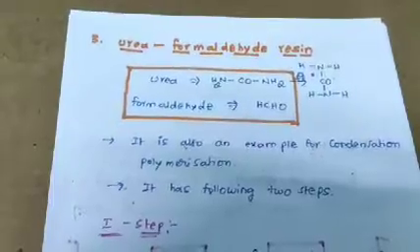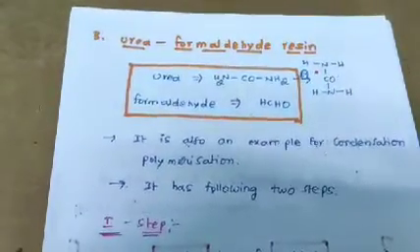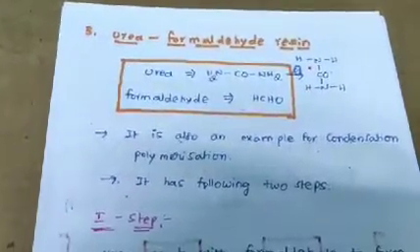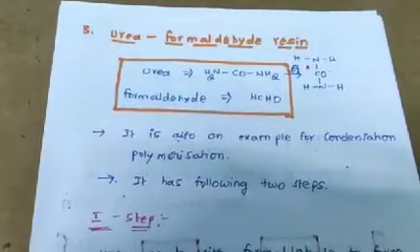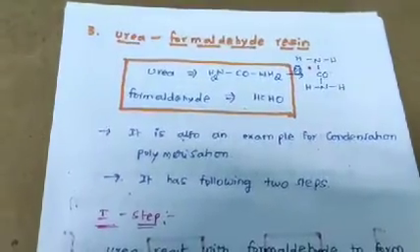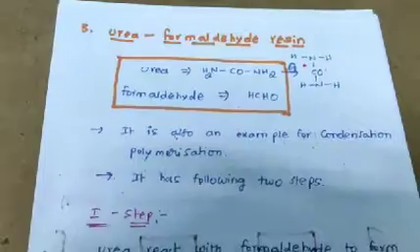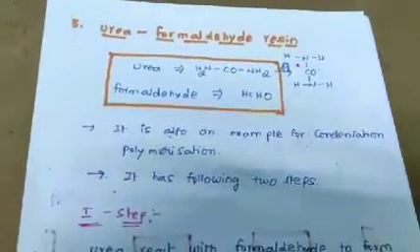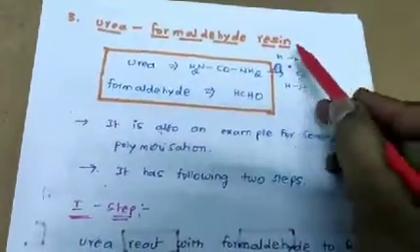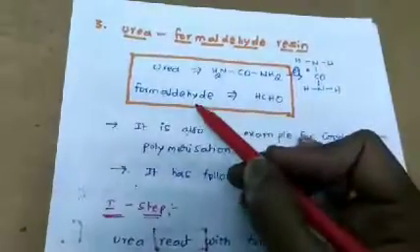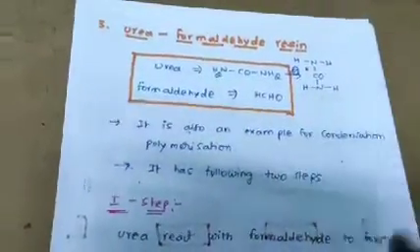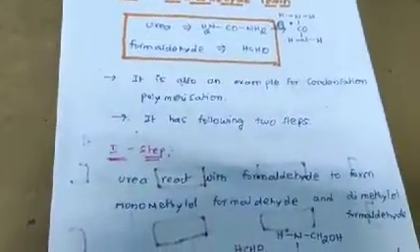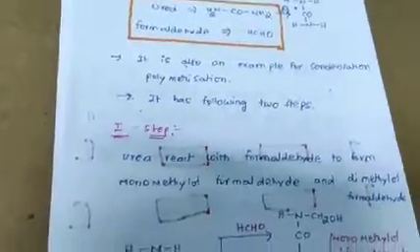The name of this named reaction indicates that urea and formaldehyde react. What is the structure of urea and what is the structure of formaldehyde? Urea is NH2CONH2. For our convenience, I write it like this. And formaldehyde is HCHO. It is an example of condensation polymerization. It has the following two steps.